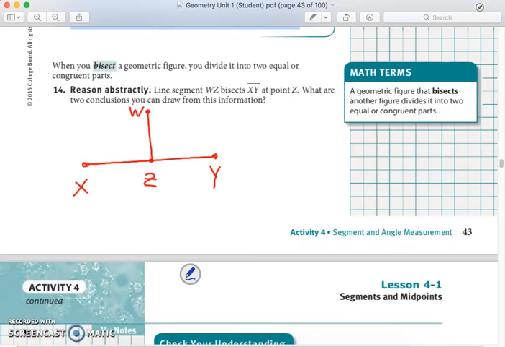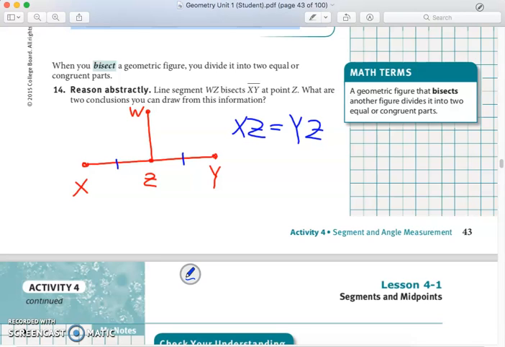Okay, so we were told that WZ bisects XY at point Z. So you just want to draw a picture of that. So we've got segment XY, and WZ is coming in and hitting Z at the middle, right? So if it bisects it, it cut it into two equal pieces. So that means XZ has to be the same as YZ, which is one of the conclusions we can draw. We can say, all right, XZ has to equal YZ. That's one of our conclusions because it got cut in half at Z.